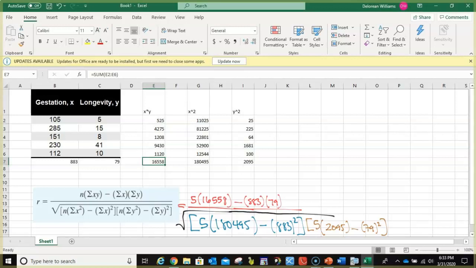Now, I know that this is a very tedious calculation, and the reason why I used Excel to get these numbers is because I didn't want to go through and do 105 times 5, 285 times 15, 151 times 8, 230 times 41, 112 times 10. I don't want to do that by hand. I'm a little lazy. Most mathematicians are lazy, so it's okay if you get a little lazy as well.